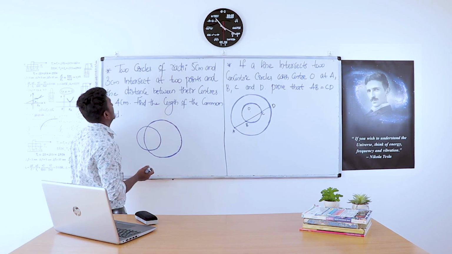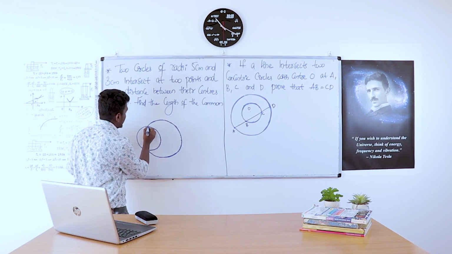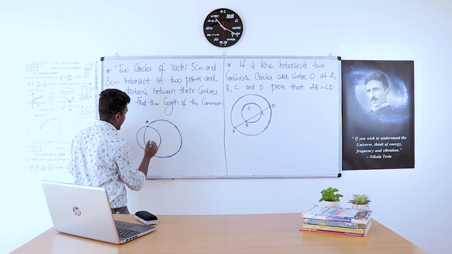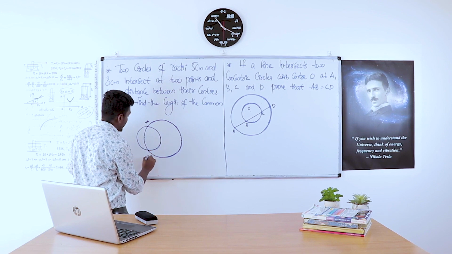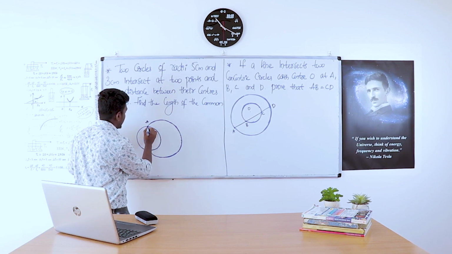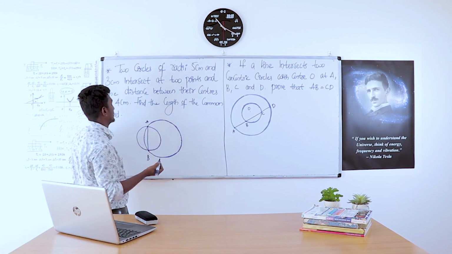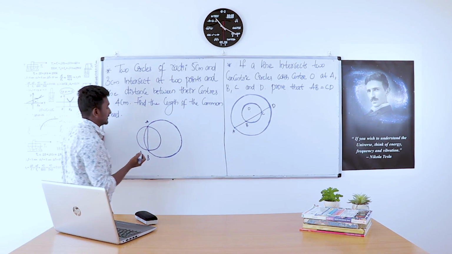These two circles intersect at 2 points. This is a point, and I am taking it as A. And this is the next point, I am taking it as B. And this is the common chord. AB is the common chord.